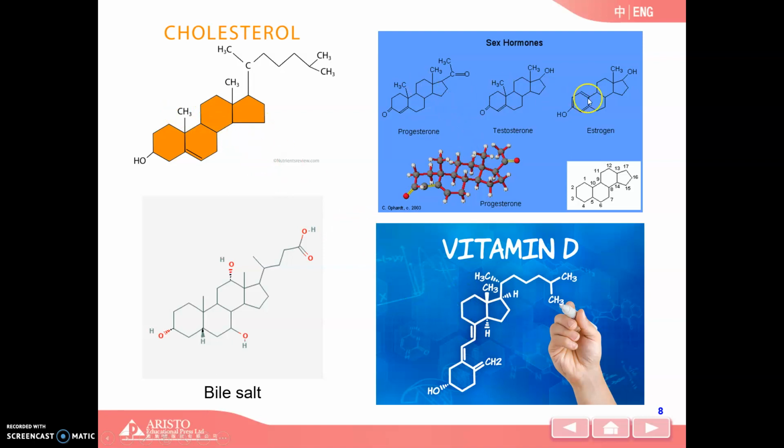And also sex hormones. This progesterone is a kind of female sex hormone, very much like the structure of cholesterol. And also estrogen is a female sex hormone. The structure is similar. And testosterone is a male sex hormone, and the structure is also very similar to cholesterol. That's why cholesterol is quite useful in this way. It makes a lot of useful things.